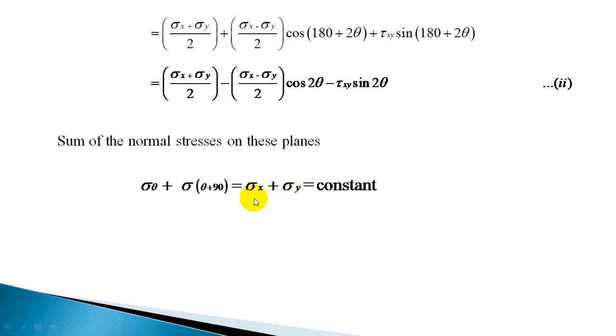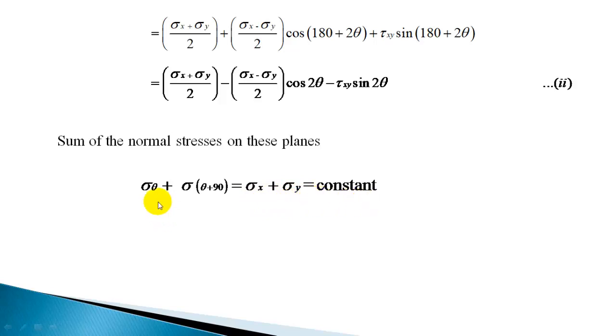That is the summation of the normal stresses applied on the element in the x and y directions. And we know it is a constant for a given stress field. The summation of the applied normal stresses is going to be a constant. So for any two mutually perpendicular planes, if you sum up, that summation should be equal to sigma x plus sigma y, and that's going to be a constant.